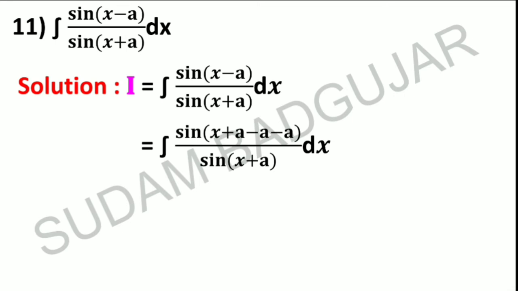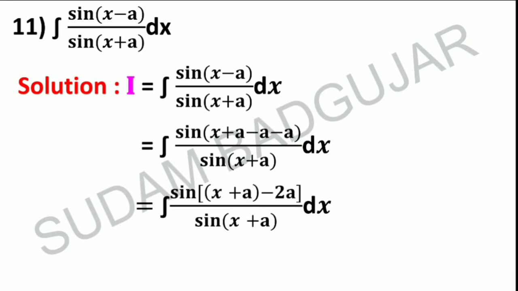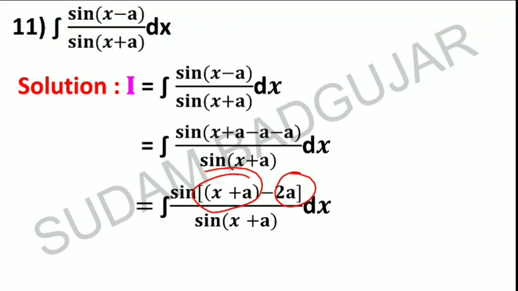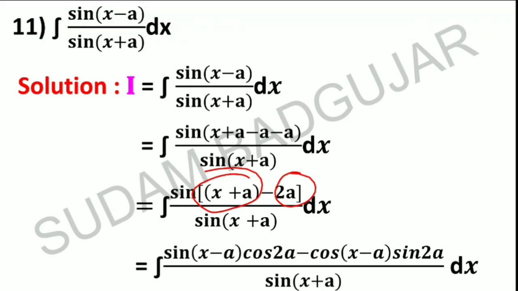Just add and subtract a here, you will get minus a, that is minus twice a. It is nothing but sin of x plus a minus twice a. What is capital A here? Here we have to assume capital A is x plus a and capital B is twice a. Then you will get the sin of A minus B form, that is sin A cos B minus cos A sin B. Then split this. Then after simplifying, you will get the final answer.